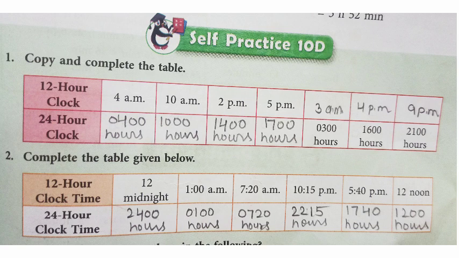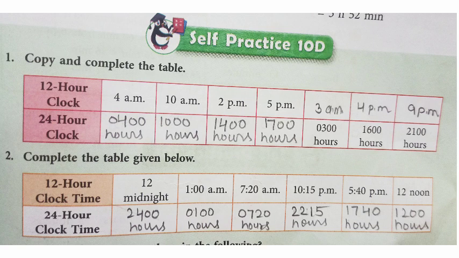So we take it 0400 hours. Okay. So everywhere you have to write hours. I'll not mention that again. 10 a.m., 1000. Then 2 p.m. we are given, and I told you after 12 noon in 24-hour clock we have to add 12 to the given digit. So we will write here 12 plus 2, 14, that will be 1400 hours. Similarly 5 p.m., 12 plus 5, that is 17, so 1700 hours.